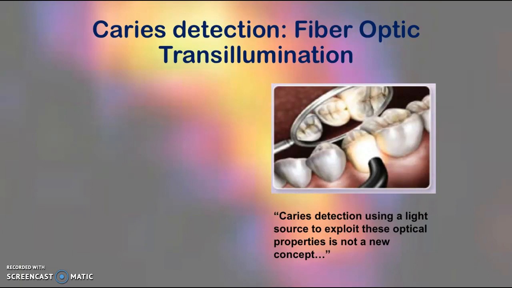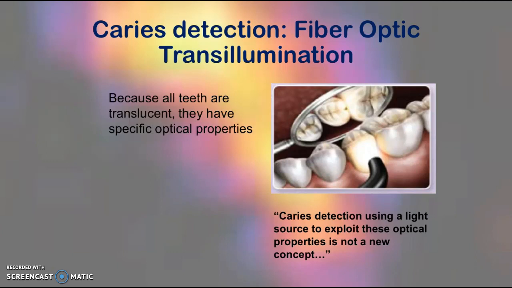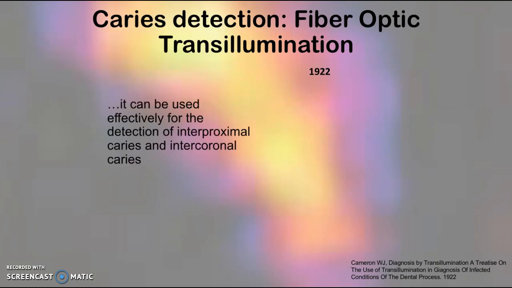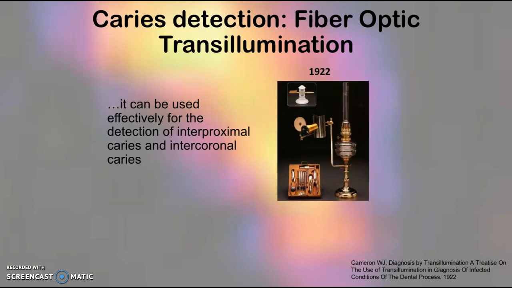Caries detection using a fiber optic transillumination. Basically, all teeth are translucent. They have specific optical properties. Caries detection using a light source to exploit these optical properties is not a new concept. It can be used effectively for the detection of interproximal caries and intercoronal caries.